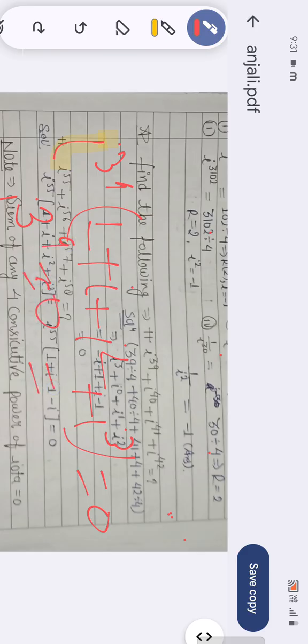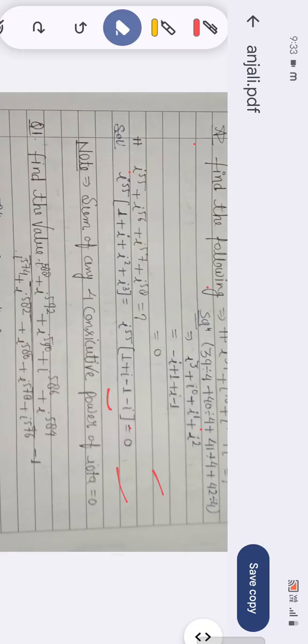This will be 0. Yeah, we can say, what is the value of iota to the power 39? 1 plus iota. What is the value of iota square? Minus 1. And what is the value of iota cube? Minus iota. The terms will be cancelled. Then what is the value of this?